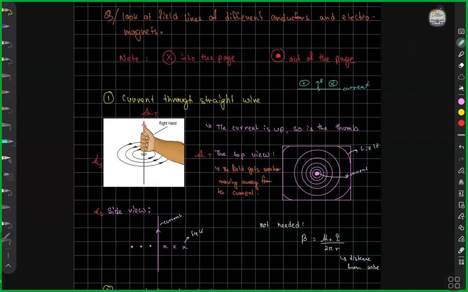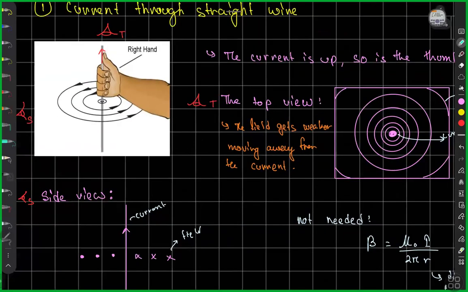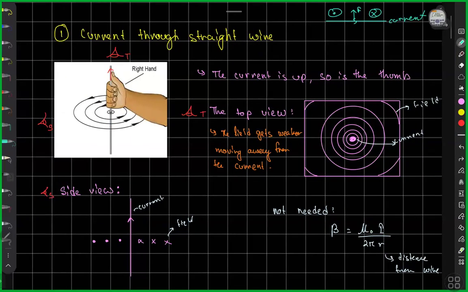Hopefully not. So first thing, we're going to look at a setup where I have a live wire that is upwards. Can you see upwards? This is the wire, and current is moving upwards. So we're considering positive flow of conventional current. You know the right hand thumb rule?